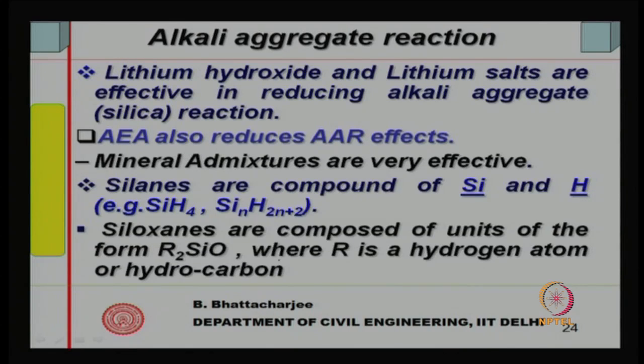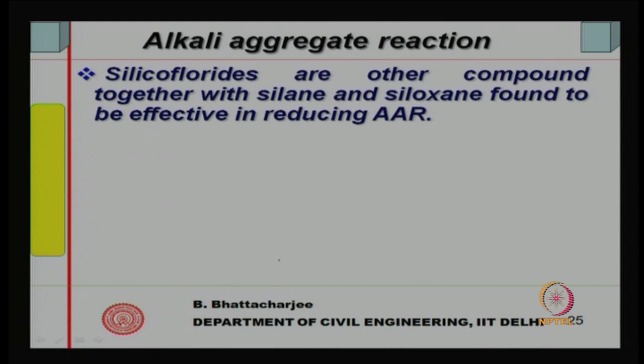Mineral admixtures are also very effective in this, mainly fly ash addition in the beginning or granulated ground blast furnace slag. Compounds like silane, which are silicon and hydrogen compounds, like SiH4 or Si2H6, are called silanes. Silane compounds and siloxanes are composed of units of R2SiO, where R is a hydrogen atom or hydrocarbon, like H2SiO or CH3. So, these are siloxanes. Silane and siloxane materials, together with silicofluorides, are found to be effective in reducing alkali aggregate reaction.